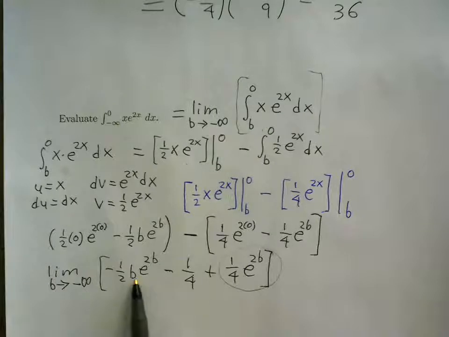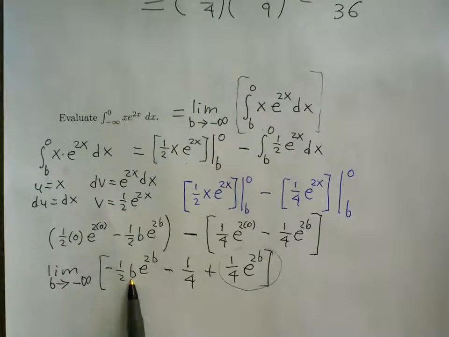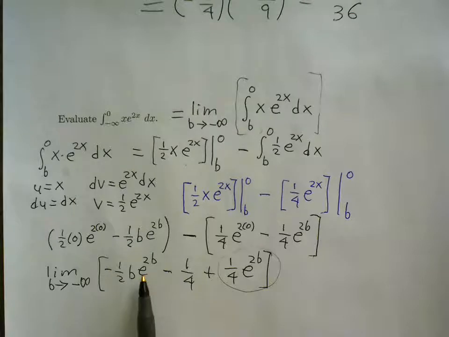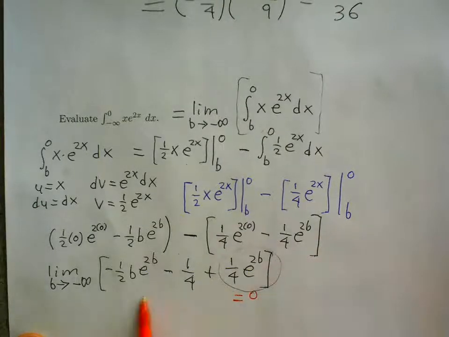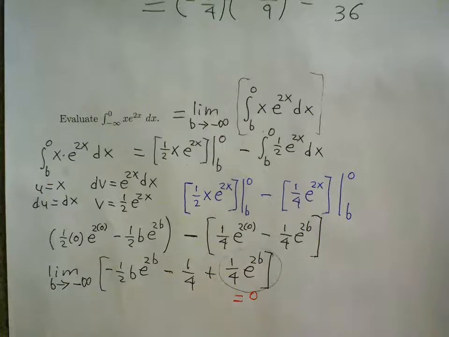We have a product. The factor b goes to negative infinity, but e to the 2 times b goes to 0. So we have negative infinity times 0. What's negative infinity times 0? It's indeterminate. We don't know. So this one is clearly 0, but we can use L'Hopital's rule.